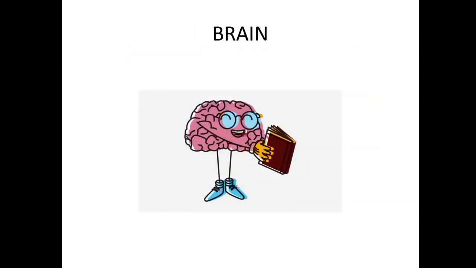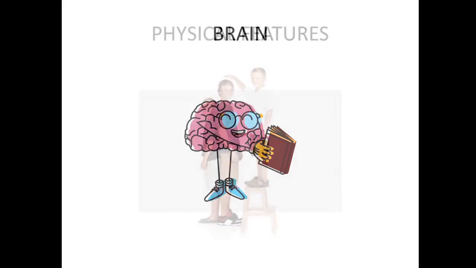Second determinant is brain. It is another biological factor that influences personality. It is the role of the brain of an individual. The IQ of parents greatly influences the IQ of children. Normally, it is said that brainy parents have brainy children.